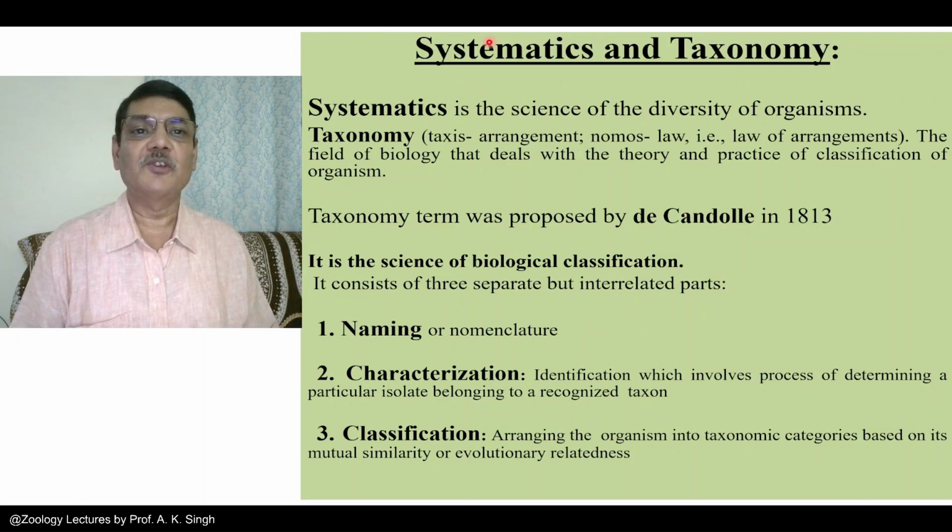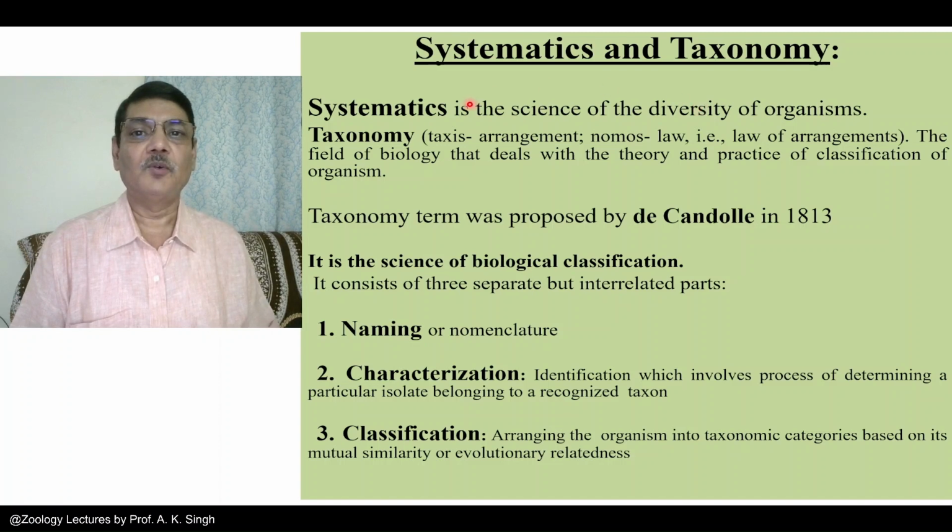There are two terms, systematics and taxonomy, and these two terms have distinct meanings. Systematics is a term which is used in a broader sense. Systematics is the science of the diversity of organisms. Actually, it deals with taxonomy as well as with the phylogenetic aspects of the organism.